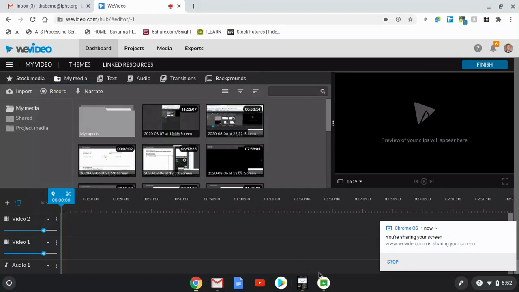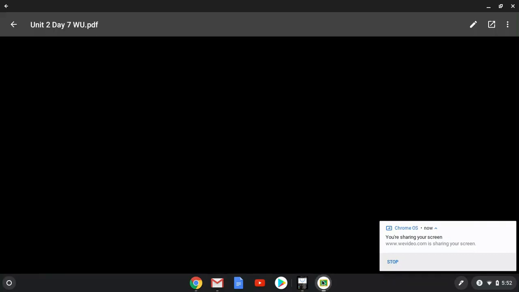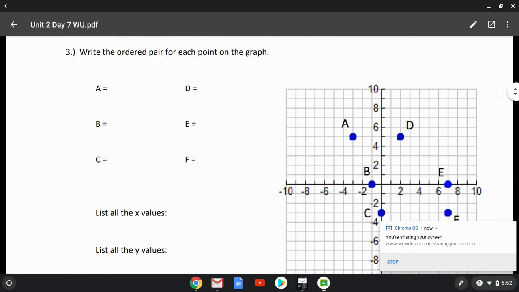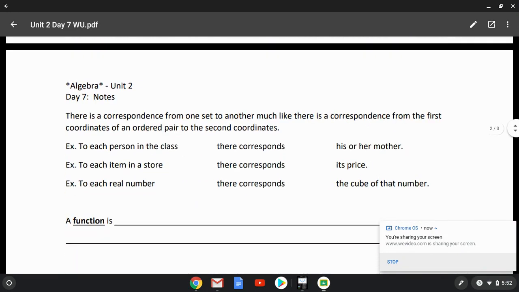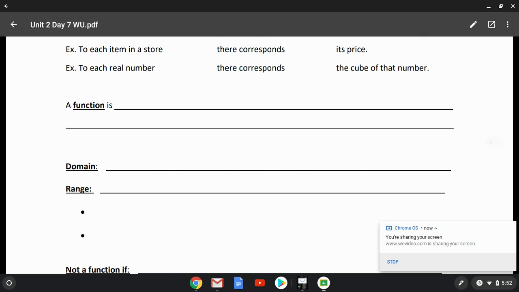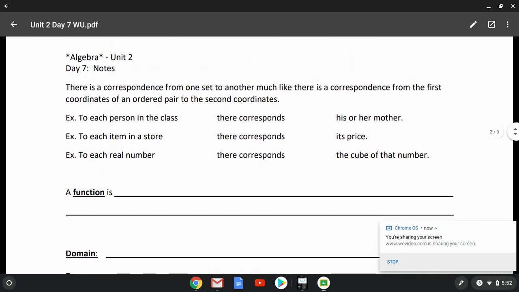All right, we are on Unit 2, Day 7. Today, we're going to be learning about functions and function notation. Let's go to your Unit 7 warm-up, the notes section of it. So we're going to start with this top part here.